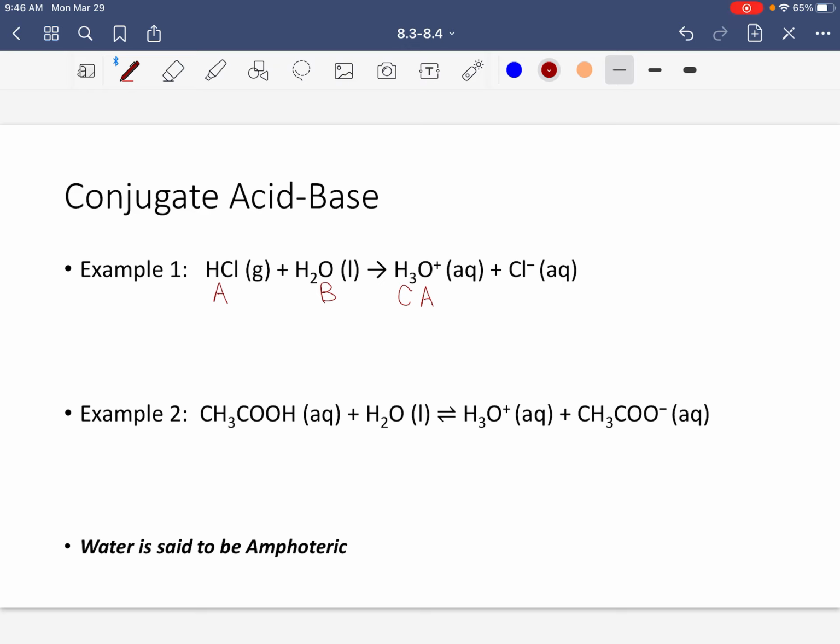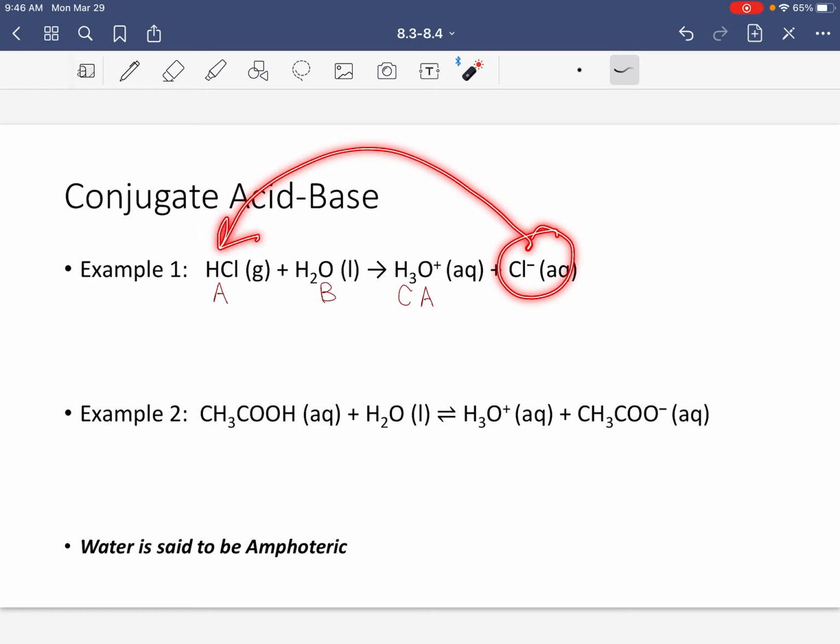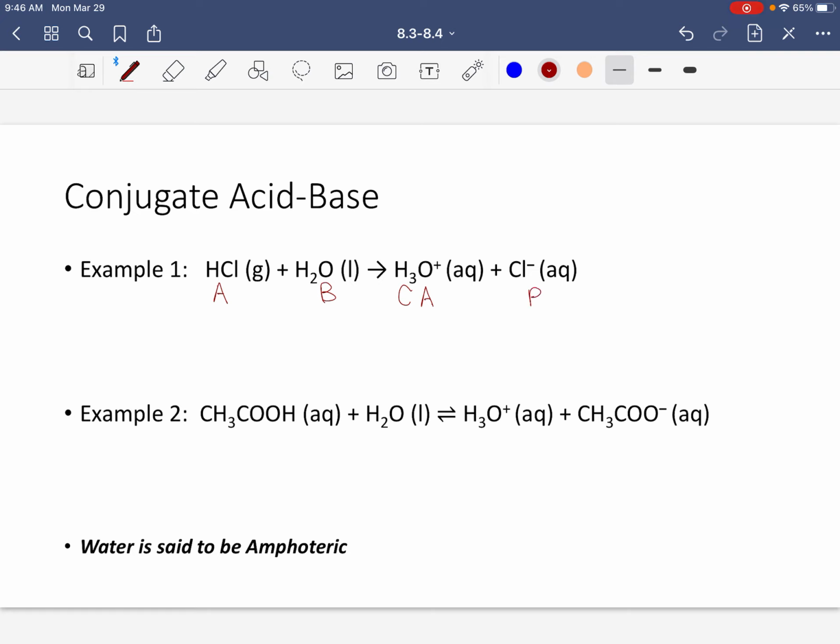Okay? Same with Cl minus. Cl minus becomes HCl. How do I do that? I accepted a proton to do that. Proton acceptor. That's a base. Being on the right side here, going backward, it is a conjugate base.